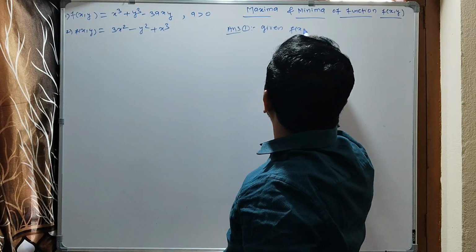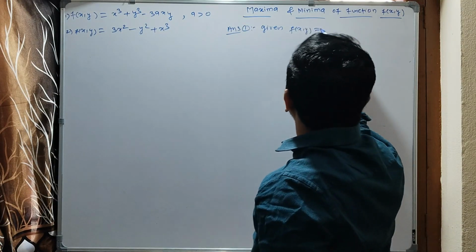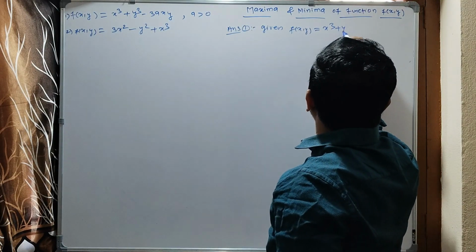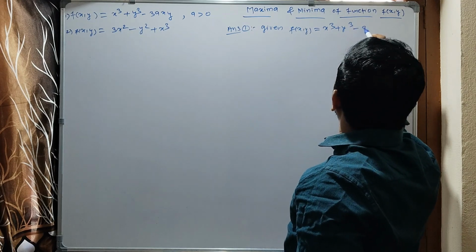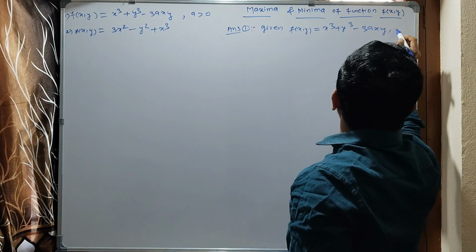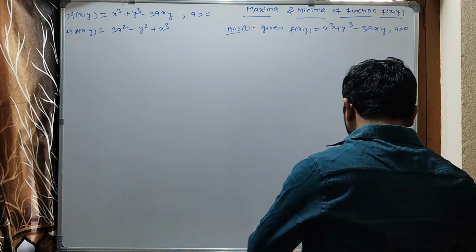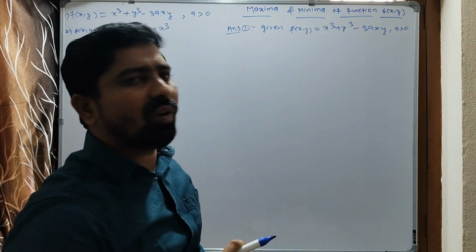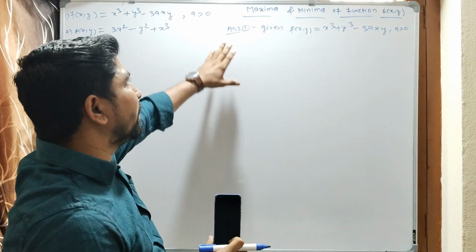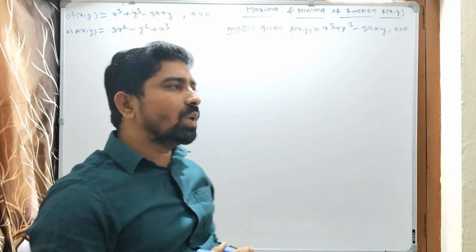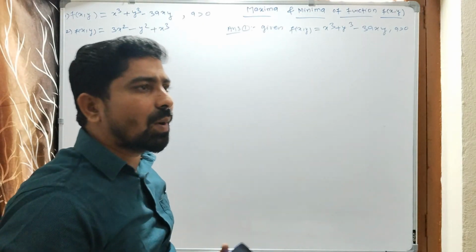Given f of x comma y equal to x cube plus y cube minus 3axy with a strictly greater than 0. This is my given information. Now I want to find the maxima and minima. I want to discuss the maxima and minima of this function. So here, first, the working rule for maxima and minima.